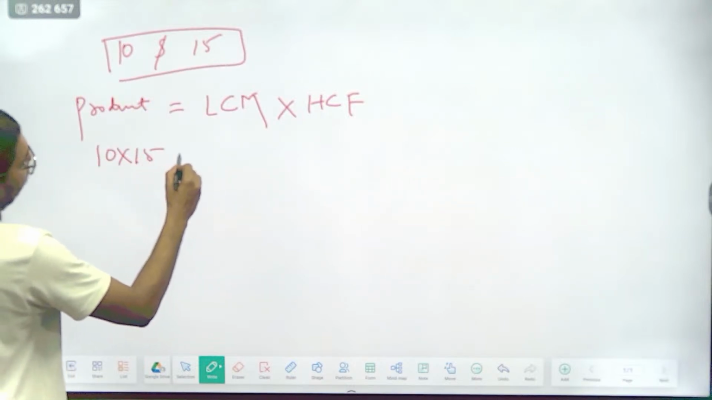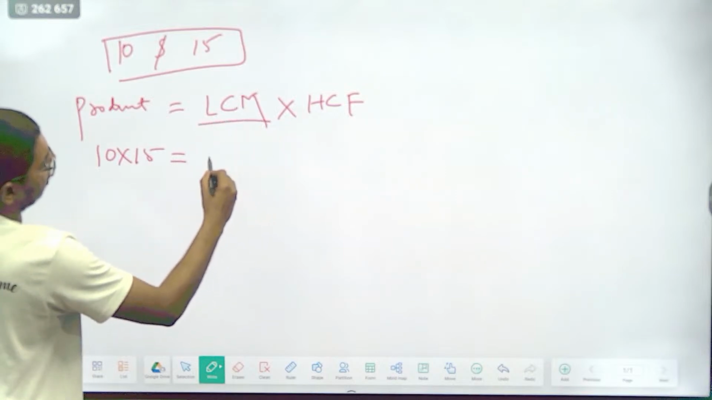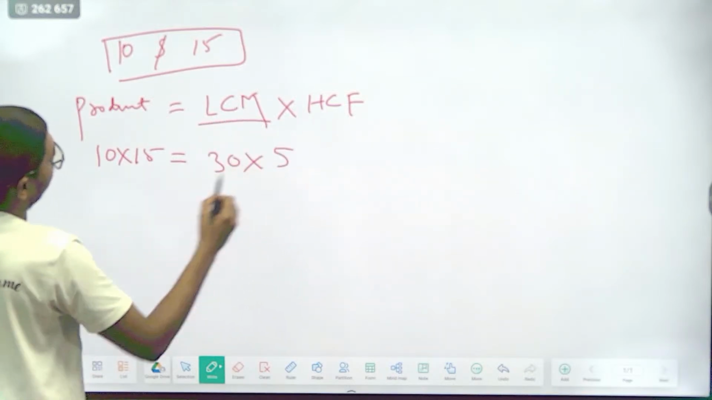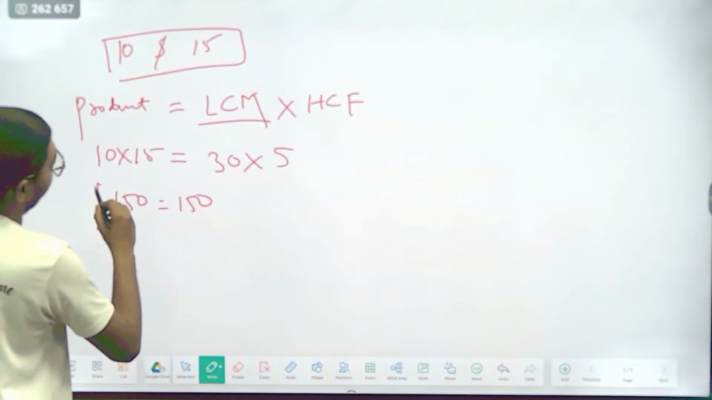Right, 150. What is the LCM over here? Okay, lowest common multiple, that is 30. What is the HCF over here? That is 5, right? Okay, 150 is equal to 150, right?